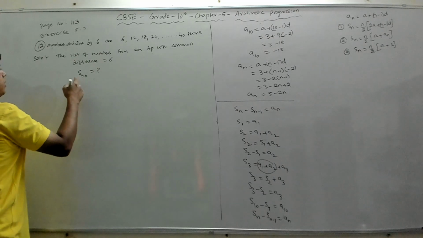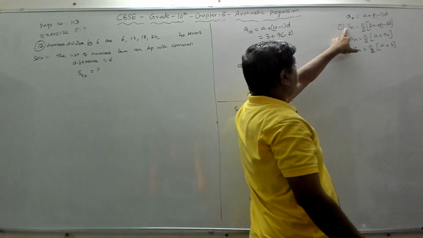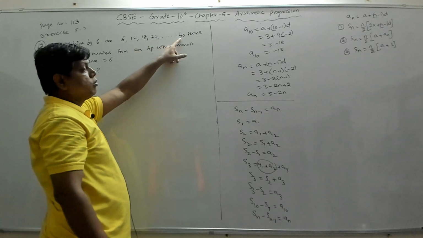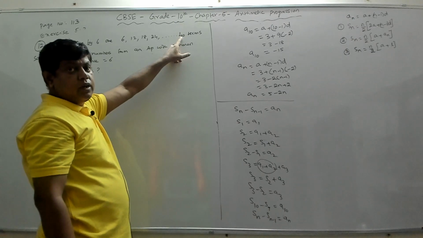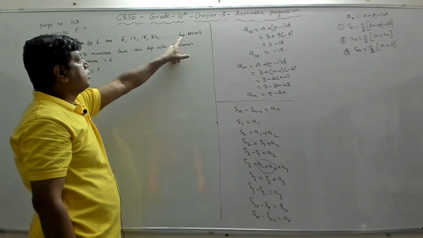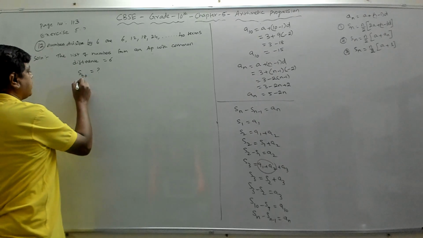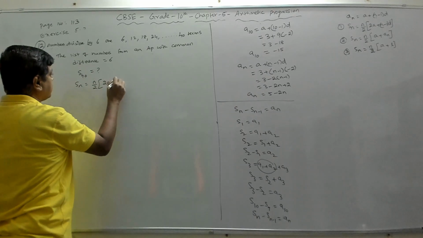Now before that, we'll obviously use this formula, because the last term is not known. This is not the last term, this is the number of terms. N is 40, not an. This is not an, this is n. So S40 we have to find. So we will use the formula Sn. Sn is n by 2 into 2a plus n minus 1 into d.